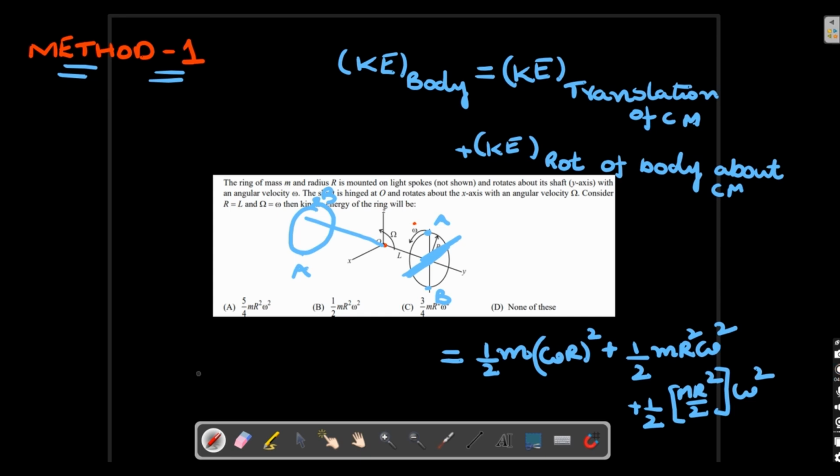If you do the calculations, you will get the entire answer to be 5 by 4 times m r square omega square.